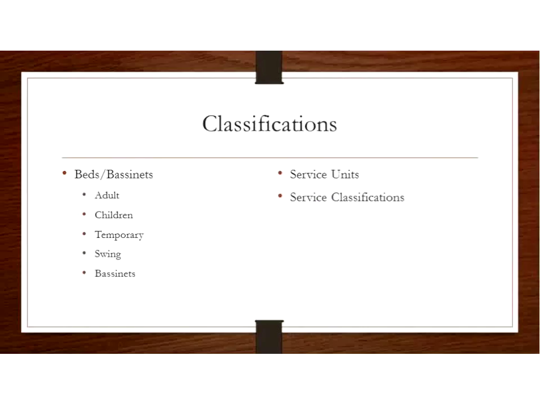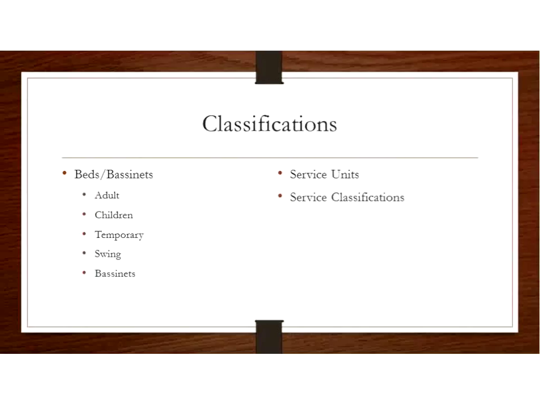All right, now we're going to talk a little bit about classifications. They classify your beds and bassinets. They classify service units where the care takes place, and they have other service classifications that they use. And we take that information and have statistical computations on that information. And so we need to have some understanding of how they classify this information. And we're going to start with our beds and bassinets.